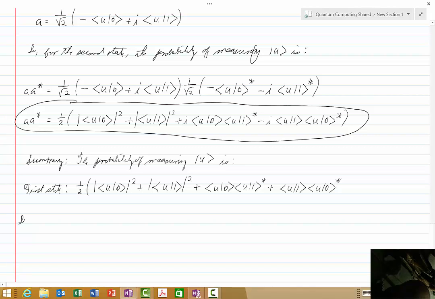And for the second state, that's right here above, and so we get 1/2 times the inner product of U with 0 magnitude squared plus the inner product of U with 1 magnitude squared plus I times the inner product of U with 0 times the inner product of U with 1 complex conjugate minus I times the inner product of U with 1 times the inner product of U with 0 complex conjugate.